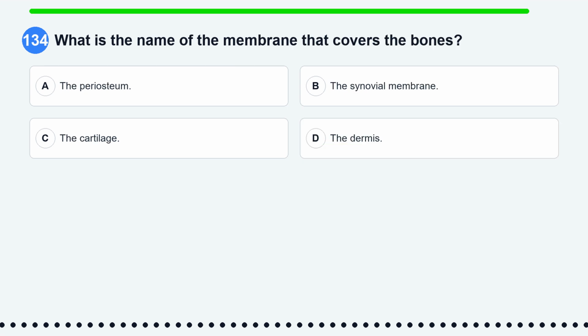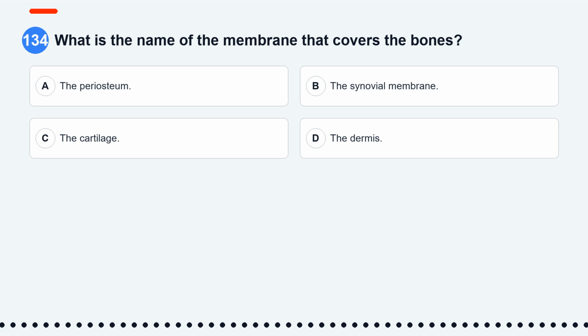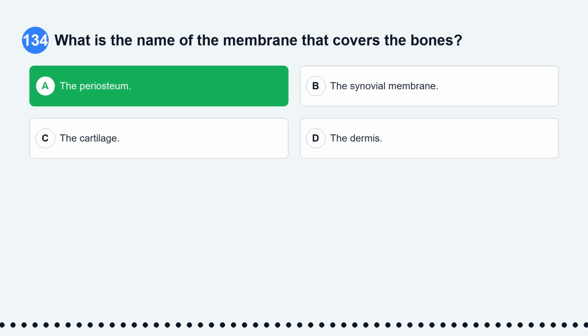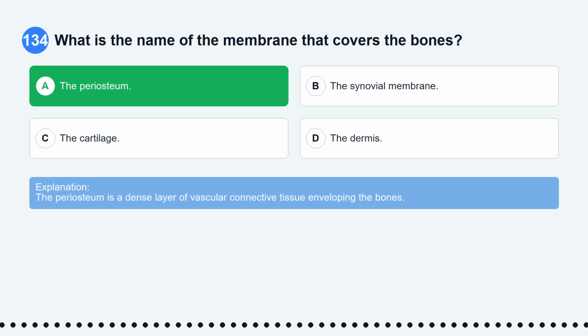Question 134. What is the name of the membrane that covers the bones? Option A. The periosteum. Option B. The synovial membrane. Option C. The cartilage. Option D. The dermis. The correct answer is option A. The periosteum. The periosteum is a dense layer of vascular connective tissue enveloping the bones.